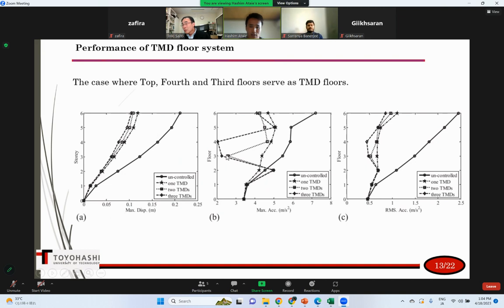And the acceleration also shows that for the floors, for example, the third, fourth, and sixth floors, when considered as a TMD floor scheme, the accelerations are minimized compared to the non-controlled case or the cases in which those floors are fixed.